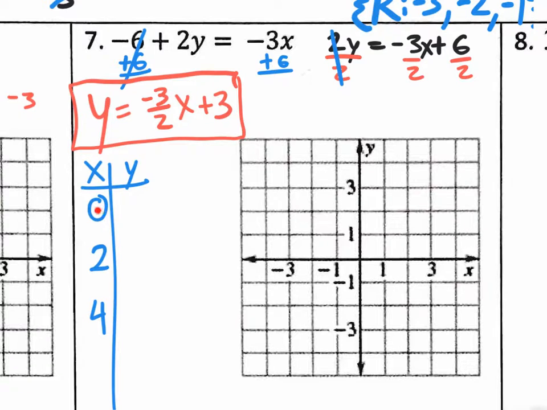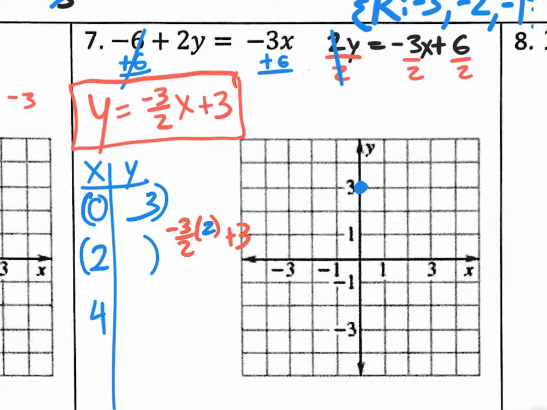Now, plugging in 0 is the easiest because when you plug in 0, it cancels out. Negative 3 halves times 0 is 0, and 0 plus 3 is 3. So we get a 3 right here, and that's a coordinate 0, 3. If I go to the coordinate 0, 3 and put a dot right there, I have 1 point so far. Let me go to the next one, 2, and let's find out what our y value is. So in order to do that, I'm going to rewrite my equation, negative 3 halves times x plus 3. But I'm going to plug in the 2 where the x was at in parentheses.